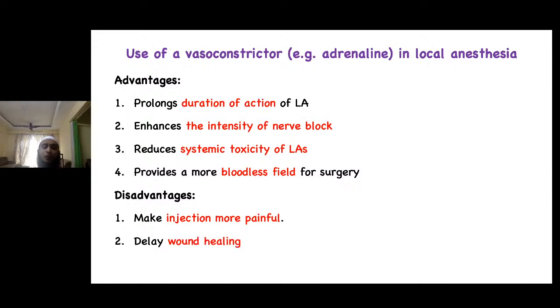Second, it delays wound healing, because for wound healing, blood supply is required. Since the vasoconstrictor reduces the blood supply, it delays the wound healing related to the surgery. Third one, it also raises the blood pressure, because adrenaline is sympathetic in nature. Okay, and due to its sympathetic nature, it will increase the heart rate and force of contraction, which contribute to a rise in the blood pressure, and it also promotes arrhythmia. So although it has advantages, administration of vasoconstrictor along with local anesthetic also has these three disadvantages. Okay, so this is all about administration of the vasoconstrictor, that is adrenaline, along with the local anesthetic drugs.